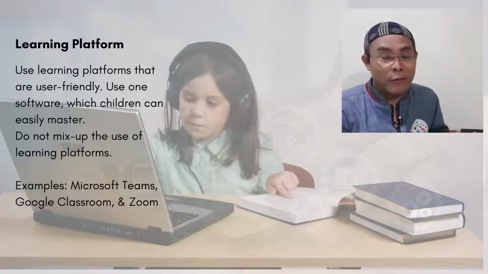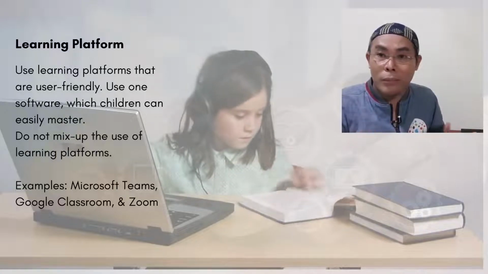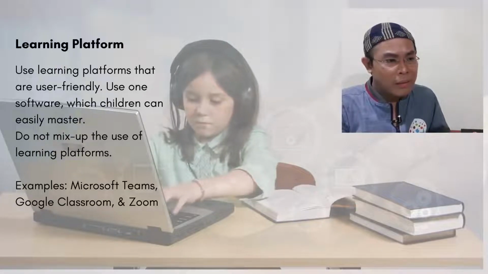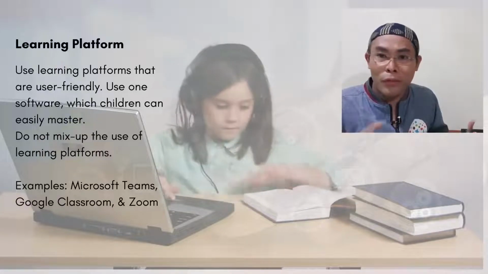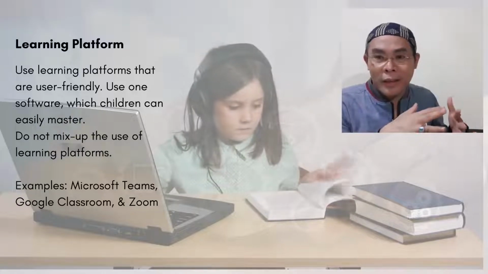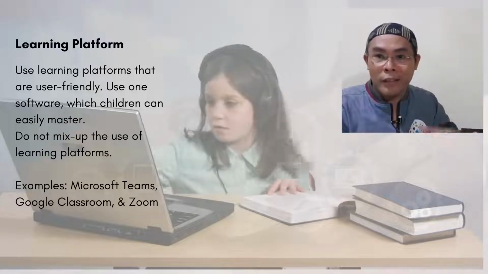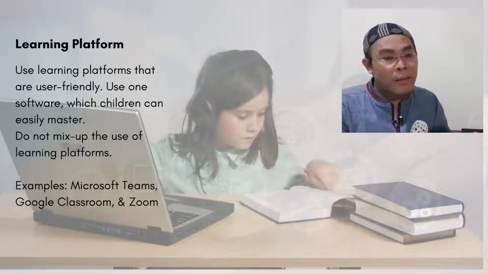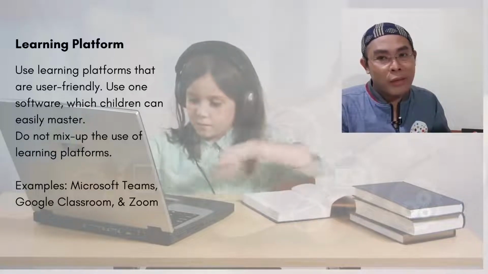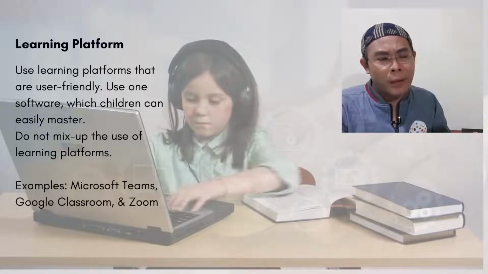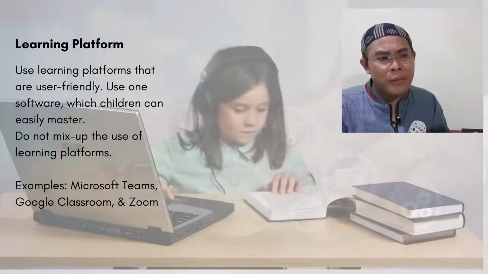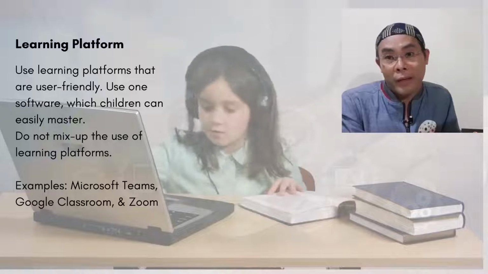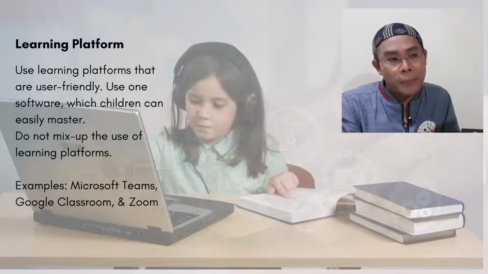Just imagine if you're using different kinds of platforms: Zoom, Teams, or what else, Google Classroom. If you mix this up, if you have 5 teachers and different teachers are using different platforms, that can be very, very confusing to children. So I'm giving here examples of the very popular platforms available now, Microsoft Teams, Google Classroom, and some, but you can still explore other things that you believe might be very, very easy for children to use.